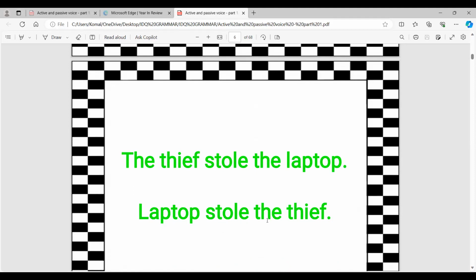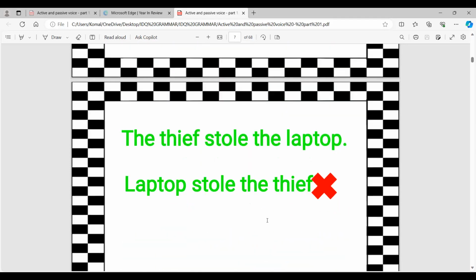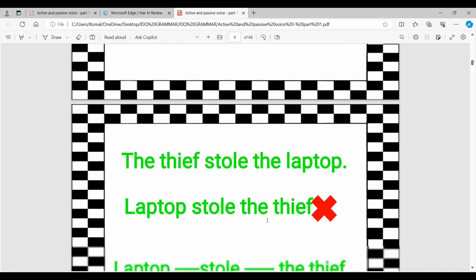This is a sentence, laptop stole the thief. Is this a right sentence? No, this is not a right sentence. How can the laptop steal the thief? So it means there is some problem. Even after making the object the subject and the subject the object, still something is missing. So this sentence is wrong. Laptop stole the thief is wrong. So what is correct?